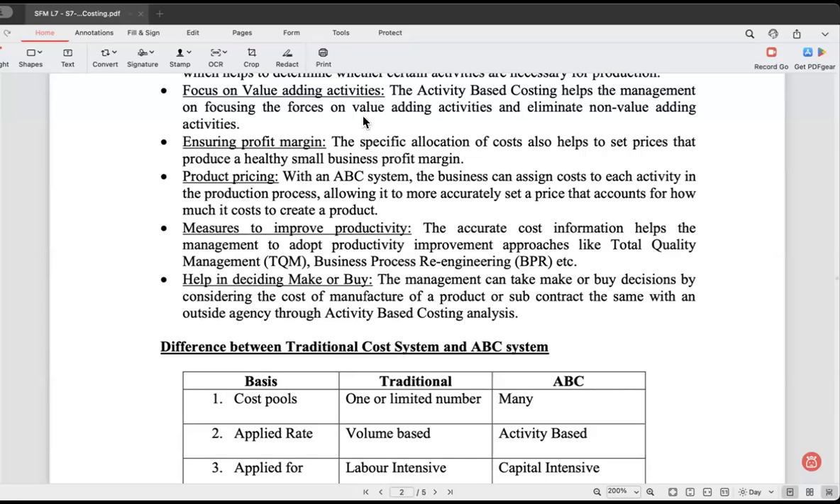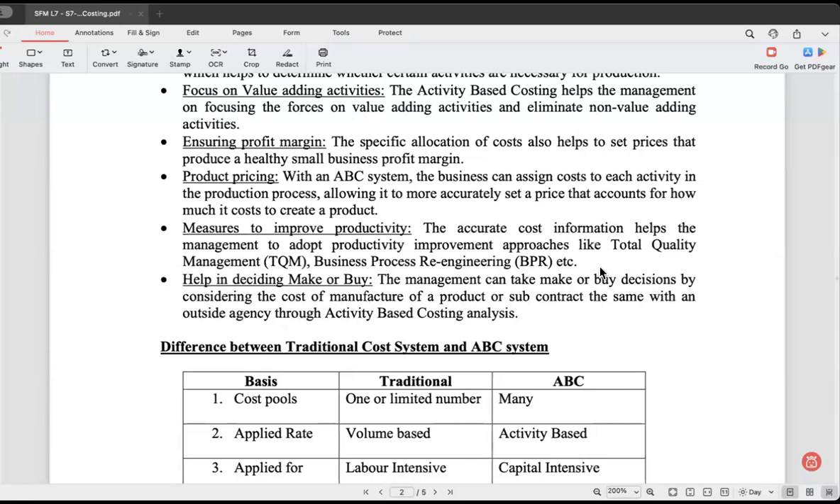And next we have, helps in deciding make or buy. The management can make make-or-buy decisions by considering the cost of manufacturing a product or subcontracting it to an outside agency through activity-based costing analysis. Now, what does this mean?